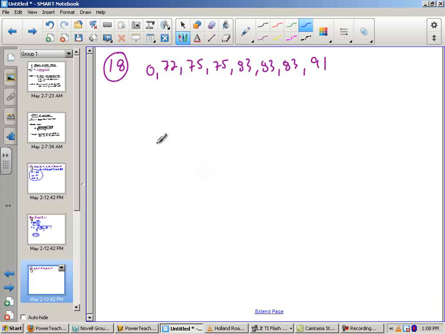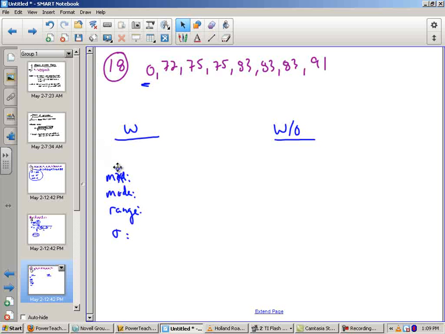So let's look at this set of data. And this involves what's called an outlier. Notice that 0 is significantly smaller than the rest of these. So we're going to use it with the outlier and then without the outlier, because that's going to skew the data. We don't necessarily want it there, but we're not sure whether or not it's going to make a big difference. So we need to find x bar, the median, the mode, the range, and the standard deviation.